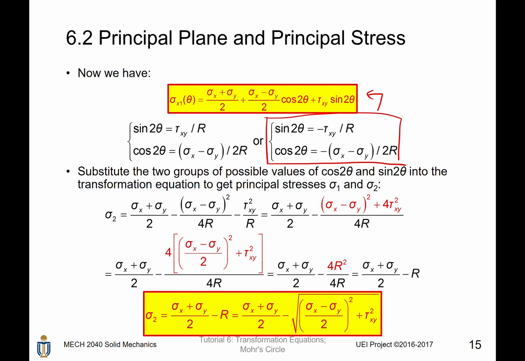By similar procedures, you can make the numerator 4r squared, cancelled with the denominator 4r. Eventually, you will get minus r behind. Therefore, the second principal stress is given by sigma 2 equals the average of the rest stresses minus r.